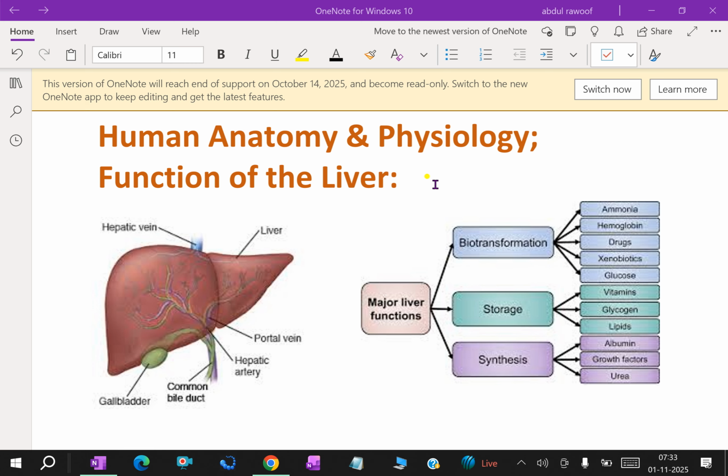Next one, composition of the bile. Between 500 to 1000 ml of bile is secreted by the liver daily. Bile consists of water, mineral salts, mucus, and bile pigments, mainly bilirubin, bile salts, cholesterol.